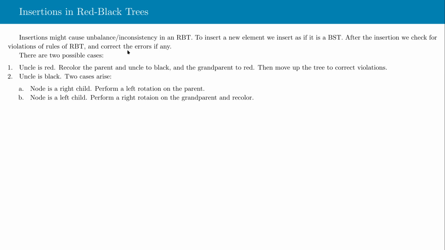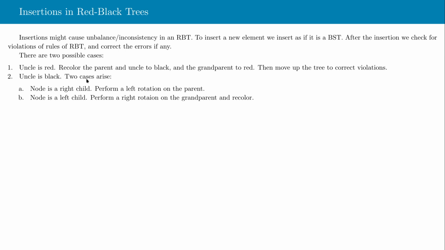Now, when we insert a node in a red black tree, the insertion occurs as if it's a binary search tree. That is the first step we take. After doing the insertion, we have two possible cases for a node. Uncle is red. If uncle is red, we recolor the parent and uncle to black and grandparent to red. Then we move up the tree to correct the violations.